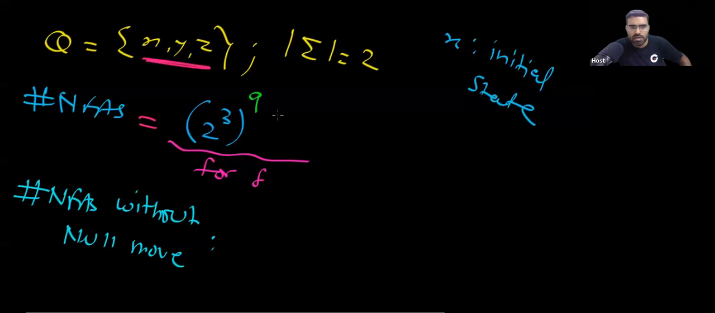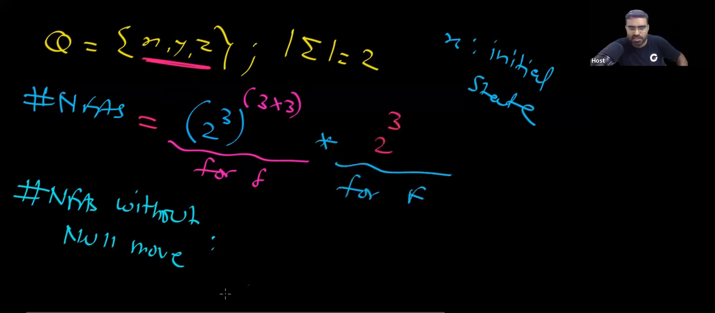Okay. Yes or no? Is this clear? See, just look at the transition function. So what you will get? This is your 2 power q. This is your 2 power q power 3 multiplied by 3. Okay. So this is your transition functions multiplied by, for final state, how many? That is same. That is 2 power 3.